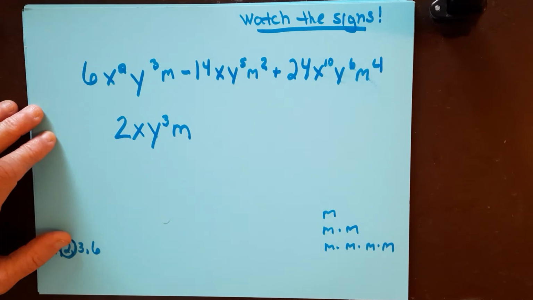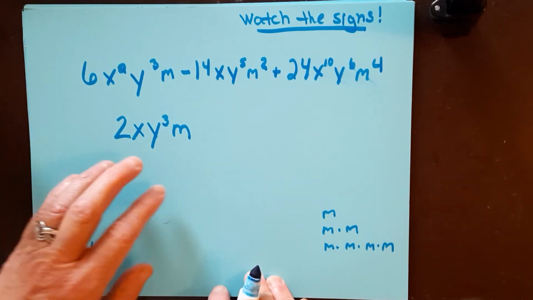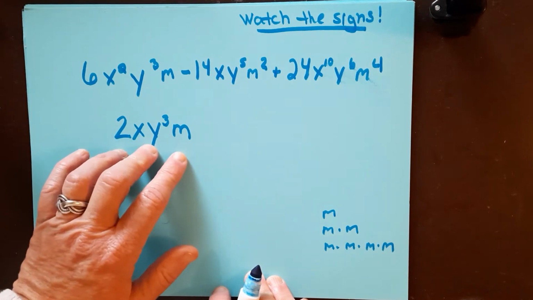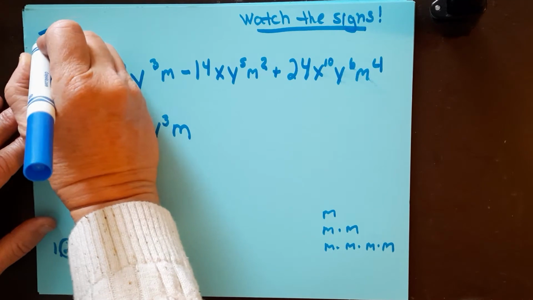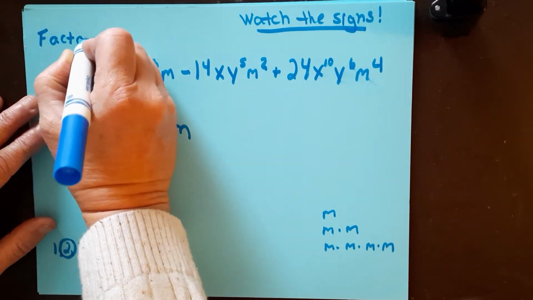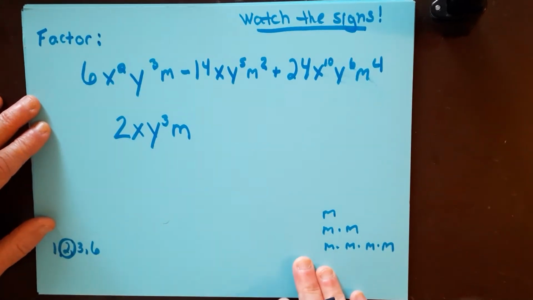Now something you'll find in the next chapter is, once we find the greatest common factor, we can then factor this out. So if the problem says factor, I will explain what that means.